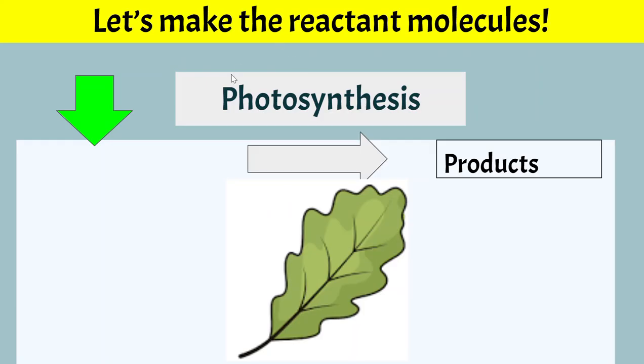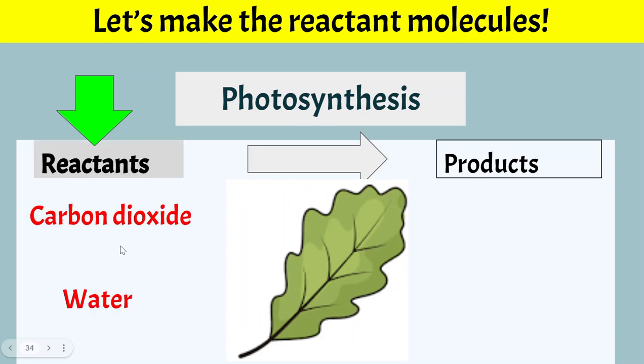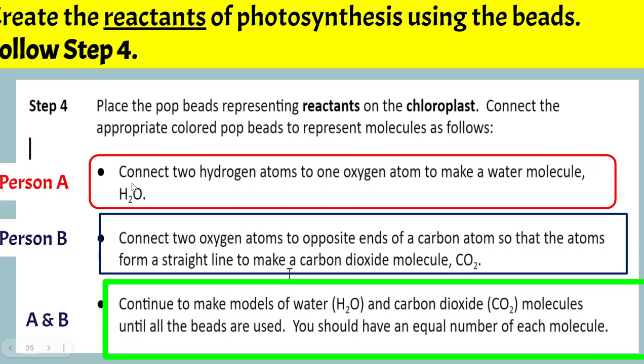All right, so we're going to make our reactant molecules. So what are we going to start with for ingredients? We have carbon dioxide and water. And so when you look at your paperwork on step 4, this is when we're going to start making water. This is H2O right here. So one person made water, and then the other person made, over here, carbon dioxide. So H2O, we have H2, we have 2 hydrogens for every oxygen. And over here we have CO2, we have 1 carbon and 2 oxygens for each molecule.